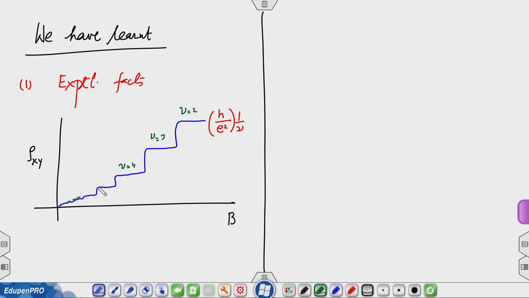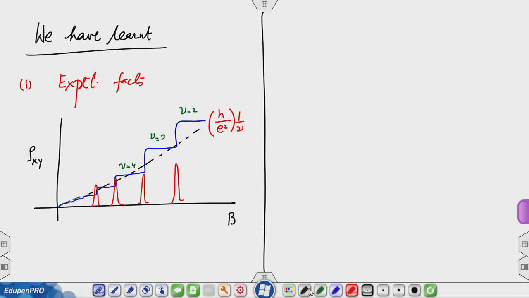So, this may be nu equals 2, nu equals 3, nu equals 4 and so on. Classically, you would have expected a result which is linear. And if you look at the longitudinal resistivity rho xx, it shows these spikes where the plateaus change, and we want to explain this.